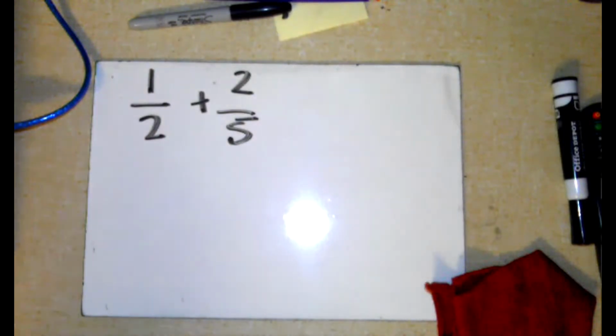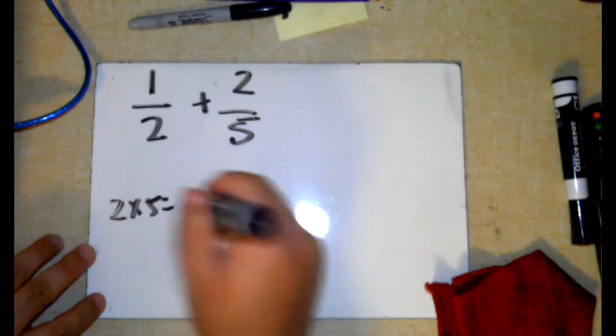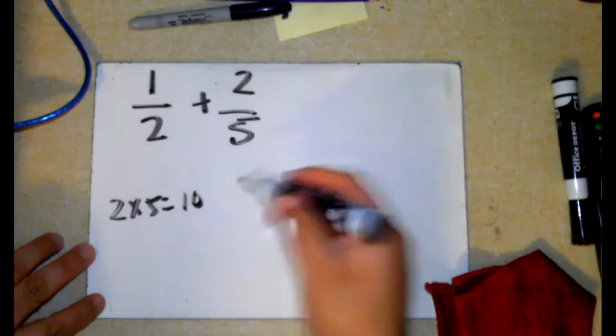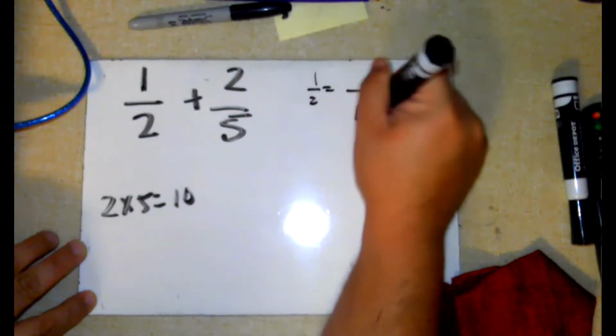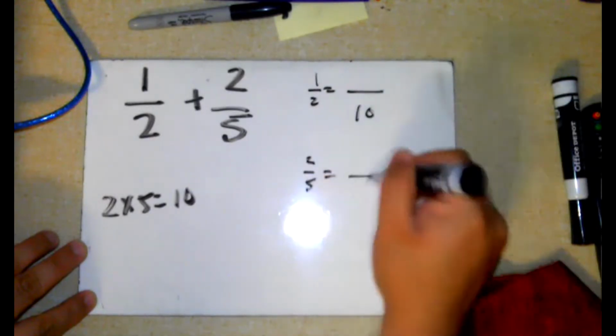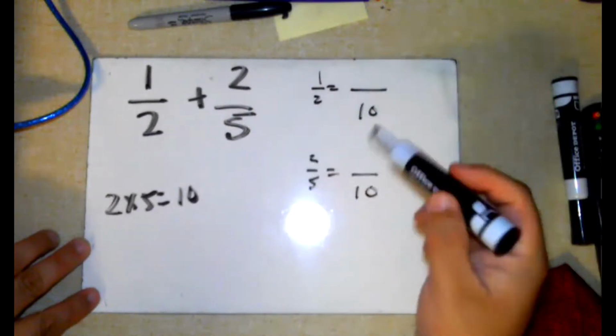Now, another way you can do it is just to multiply. So we'll go 2 times 5 equals 10. So let's make our denominators all 10s. So 1/2 equals something over 10. 2/5 equals something over 10, okay? So you can start with this route too.